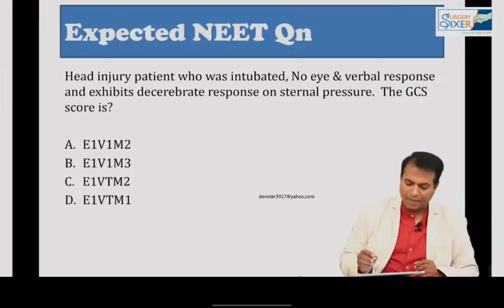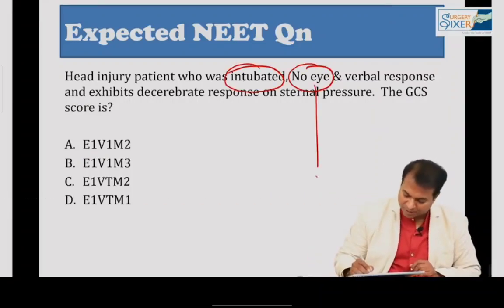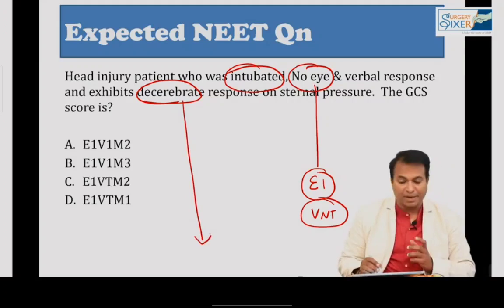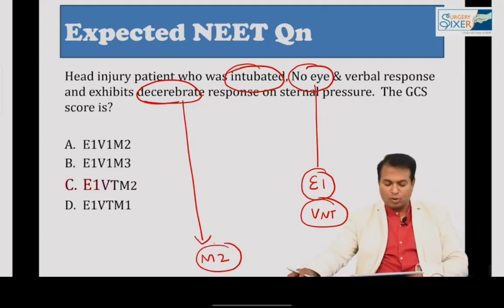So now I have a few questions. A head injury patient was intubated. No eye response, so no eye response means E1. Intubated means VNT. And exhibits decerebrate response. What does decerebrate mean? Motor response is 2. So the answer is GCS score is E1, VNT, M2.